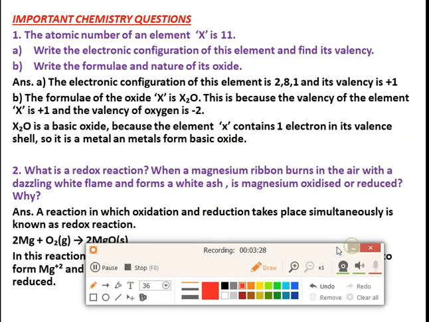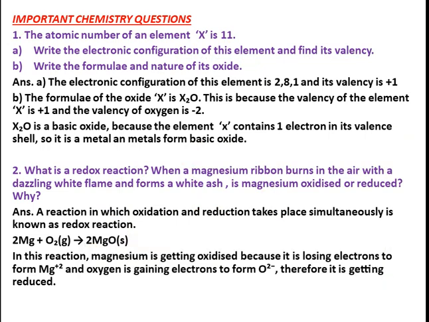Now let's move to question number 2. In question number 2, we have to write the definition of redox reaction. So what is a redox reaction? That is the first part of the question. Second part: when a magnesium ribbon burns in the air with a dazzling white flame, it forms a white ash. Is magnesium oxidized or reduced? Why? So this question is also of 2 marks because it contains 2 parts.